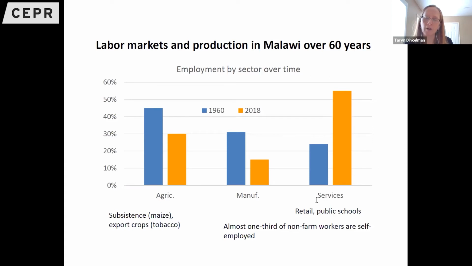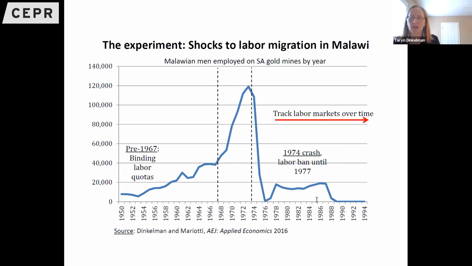What's important to know about agriculture is that it is largely subsistence. It's maize farming, and to some extent export crops. The big export crop in Malawi was tobacco. On the service sector side, if you look at census data, much of the employment in services is in small-scale retail or in public schools, so teacher employment. Also importantly, about a third of non-farm workers are self-employed. So there is a lot of self-employment in the non-farm sector as well. Okay, so what's interesting about Malawi in this particular natural experiment?